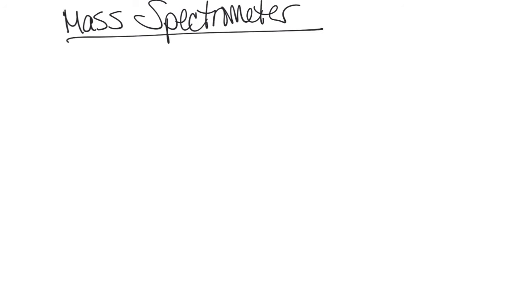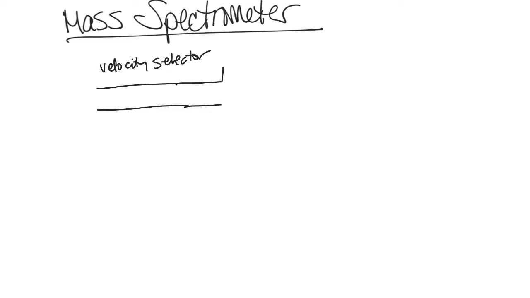Okay, so let's talk about a mass spectrometer. It's made of two parts. This part is called a velocity selector, and then this is sort of the bigger chamber, okay? So the idea is that you send an ion in with some velocity, v.